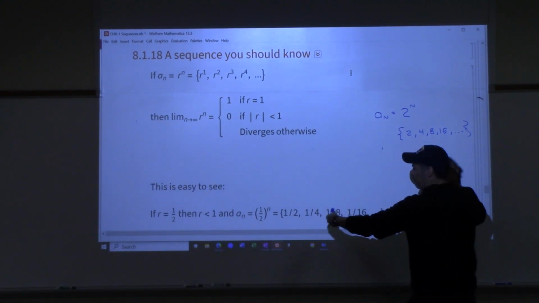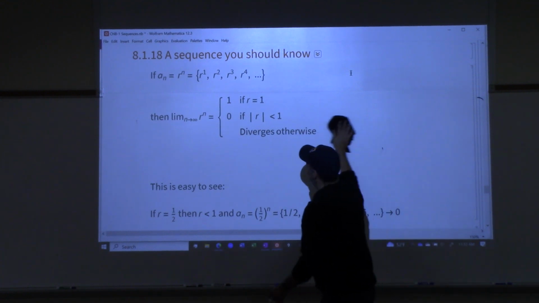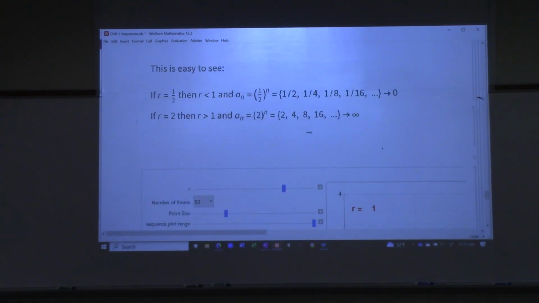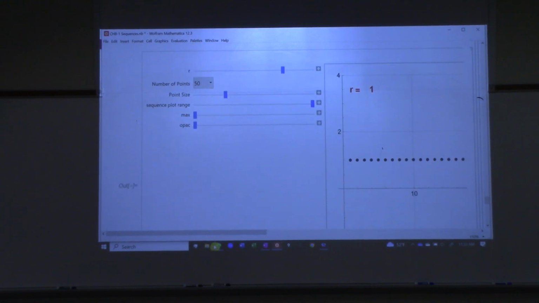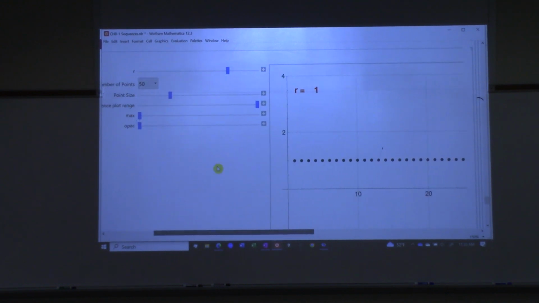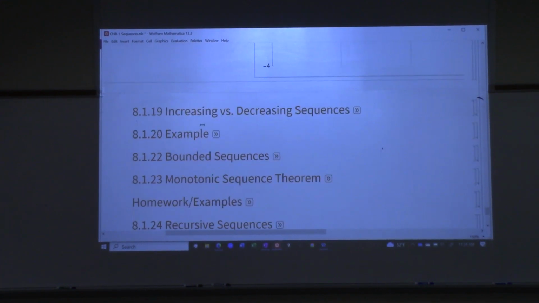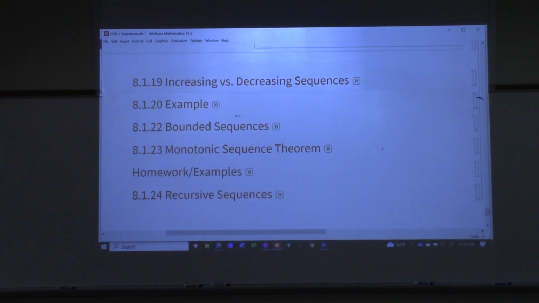I think I put some examples down here for us to see. This just shows I can change the value of r, and you can see what happens to the sequence. So if I make r small, it converges. If I make r bigger than 1, it diverges. Fun, fun. Okay, lots of definitions here.